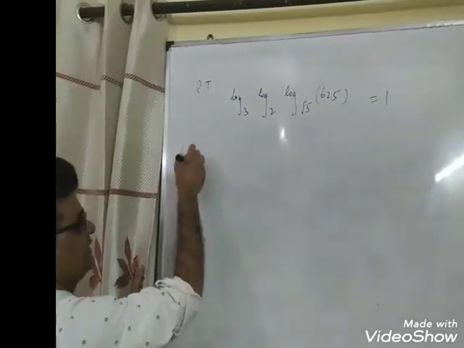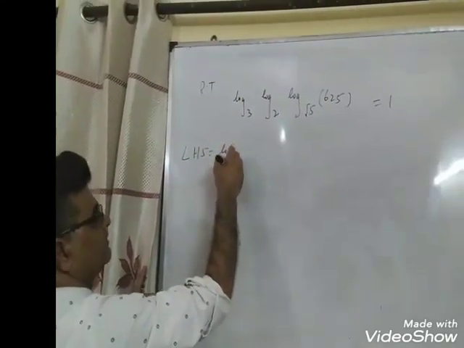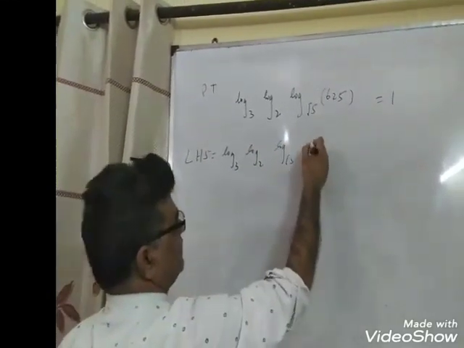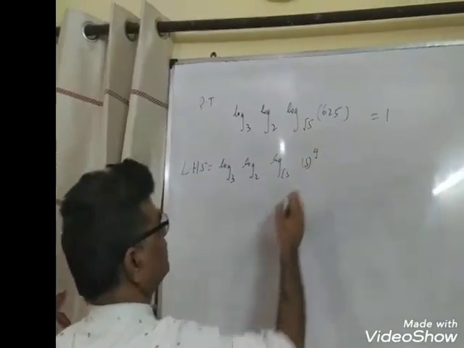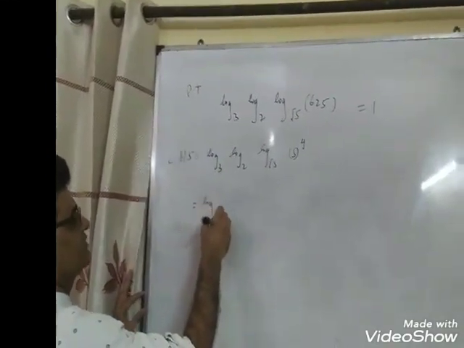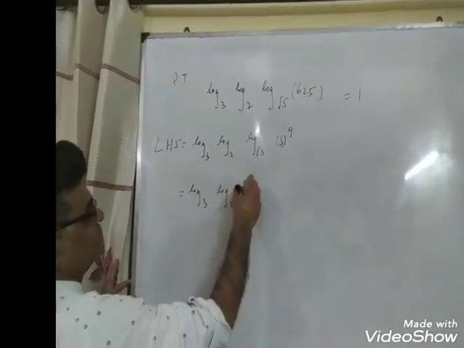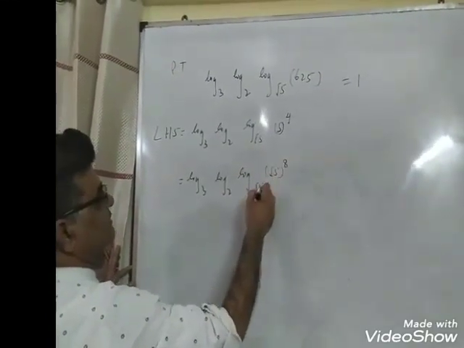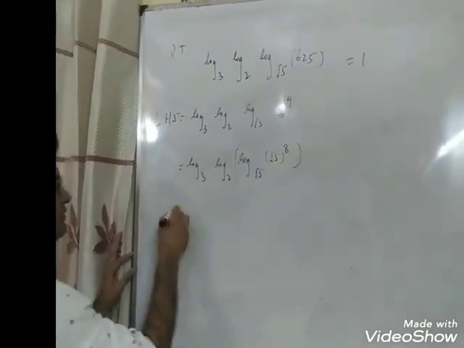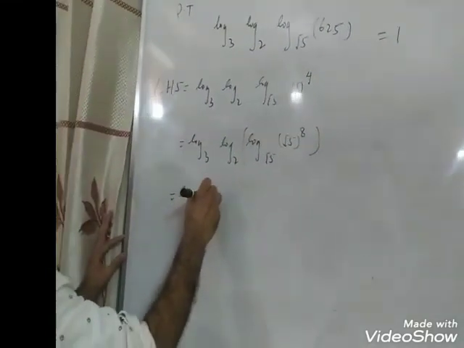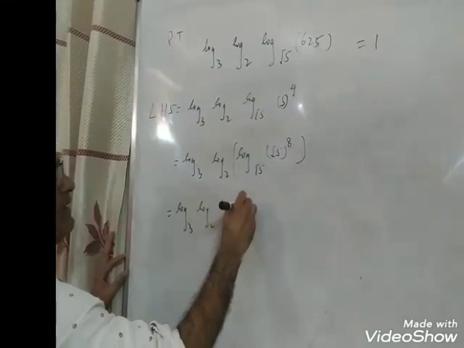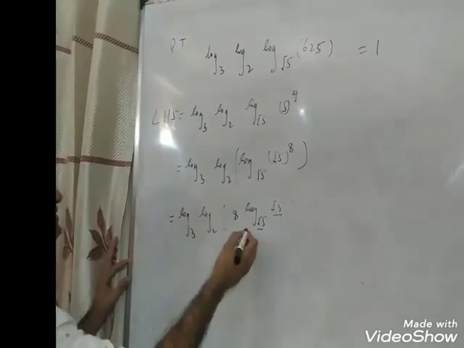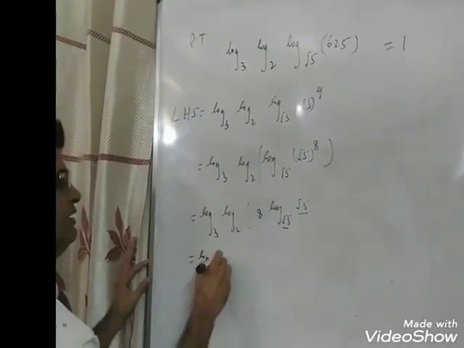We are taking the left hand side, log base 3, log base 2, log base root 5 of 625, and this we can see is 5 to the power 4. So log 3, log 2, log root 5, and this is root 5 whole to the power 8. As per the property, we can write log 3, log 2, 8 times log base root 5 of root 5. So we can see that index and base are the same, the value will be equal to 1.